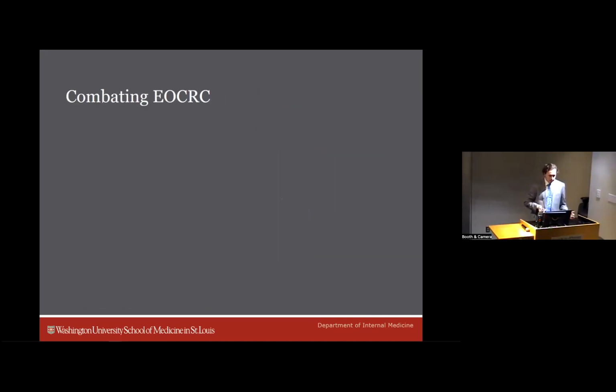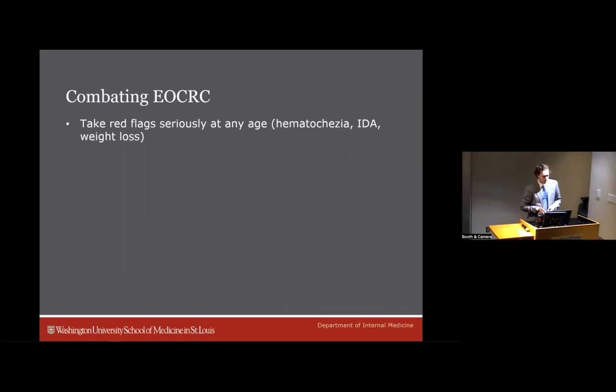So a few take-home points when it comes to combating early onset colorectal cancer. I say take red flags seriously at any age. So hematochezia, unexplained iron deficiency, weight loss. These are things that should really not be blown off as some other diagnosis right away in younger patients just because of age. So I think that, after this talk, hopefully we'll all think a little bit more critically, not that we have to do the $1 million workup on every patient who has one of these complaints, but we'll at least take the time to think about how the epidemiology is changing and how it might change the likelihood of them having a serious diagnosis.